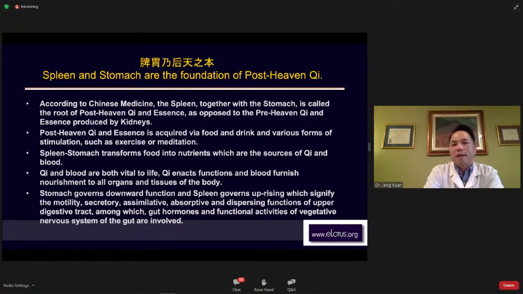Spleen and stomach transform food into nutrients, which are the sources of qi and blood. Qi and blood are both vital to life. Qi enacts functions, and blood furnishes nourishment to all organs and tissues of the body. So stomach governs the downward function, to push the chyme into the small intestine. Spleen governs the uprising function, which signifies the motility, secretory, assimilative, absorptive, and dispersing functions of the upper digestive tract, among which gut hormones and functional activities of the vegetative nerve system, which is the autonomic nerve system of the gut, will be involved.